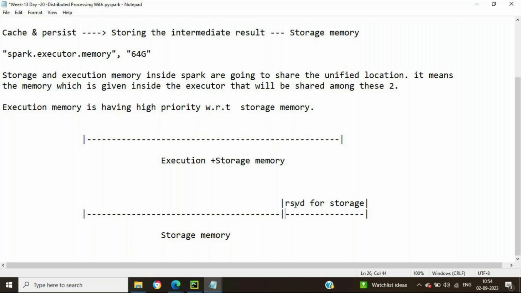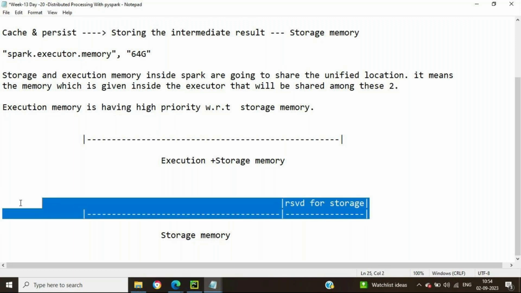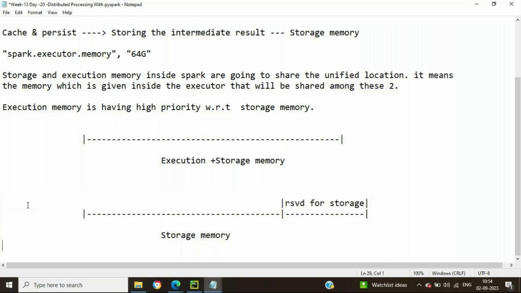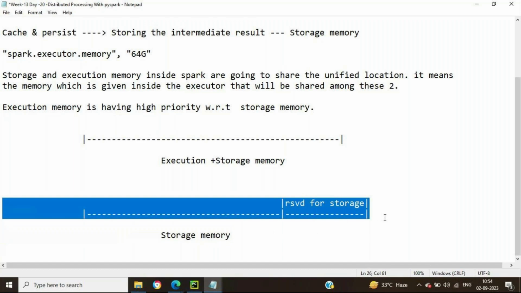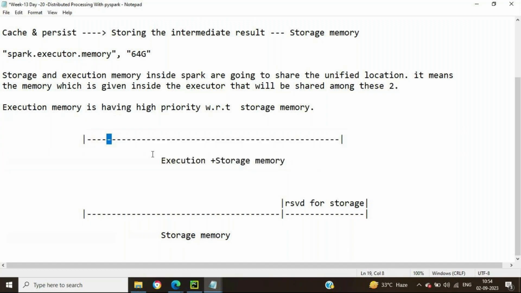Previously, over here, we have the benefit of caching and persisting. We will be able to cache the intermediate results which are utilized heavily, and those results will be locally available in order to boost the performance. So this is the mixed approach, it has certain benefits, and that's why this mixed approach is being preferred. And over here, nothing is reserved for the storage, and the entire memory can be utilized for execution or for storage.